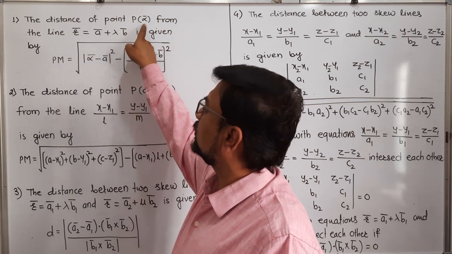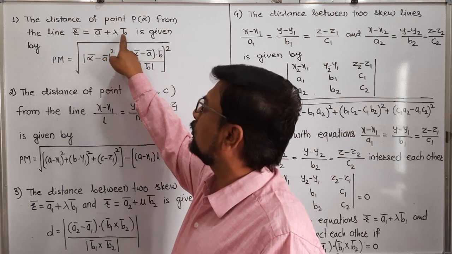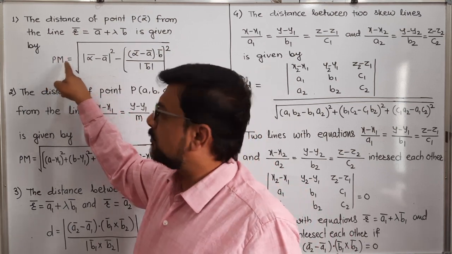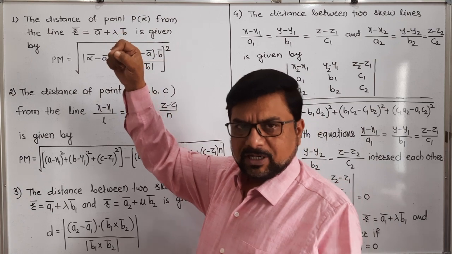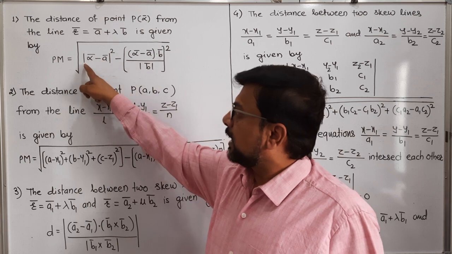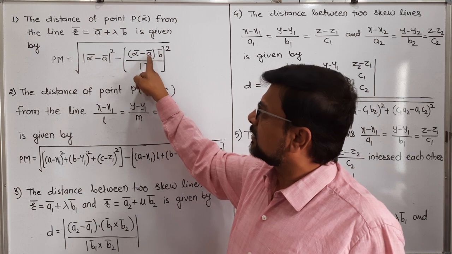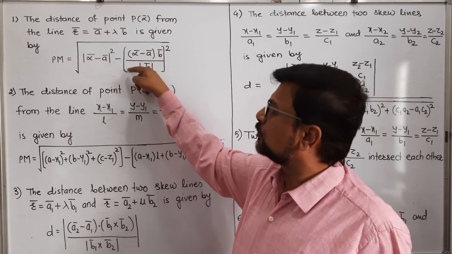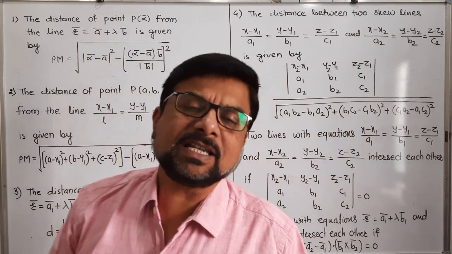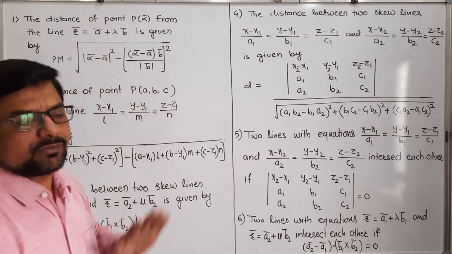A point P with position vector alpha vector and its distance from the line r vector is equal to a vector plus lambda into b vector is given by the formula: Pm is equal to the perpendicular distance. If you draw the perpendicular Pm from the point to the line, then Pm is equal to under root of magnitude of alpha vector minus a vector whole square minus alpha vector minus a vector dot b vector upon magnitude of b vector whole square. It will give us the distance of the point from the line when the equation of line is given in vector form and the position vector of the point is given to us.